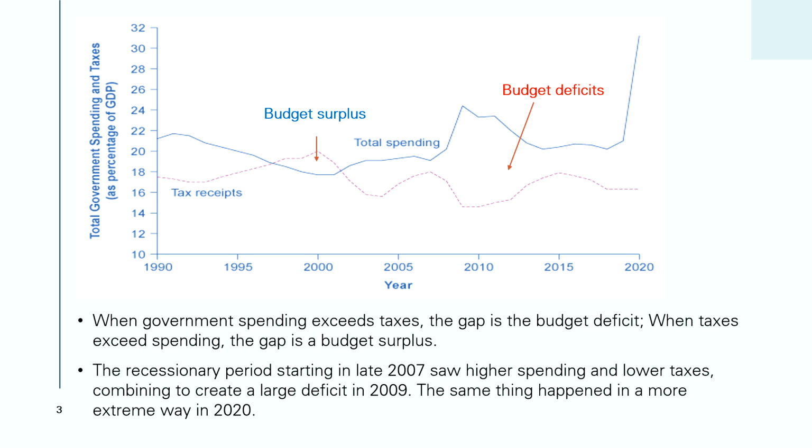You can see the noticeable shifts during economic crises. For example, the recession starting in late 2007 led to higher spending and lower tax collection, creating a massive deficit in 2008. An even more extreme version of this occurred in 2020 during the global pandemic.